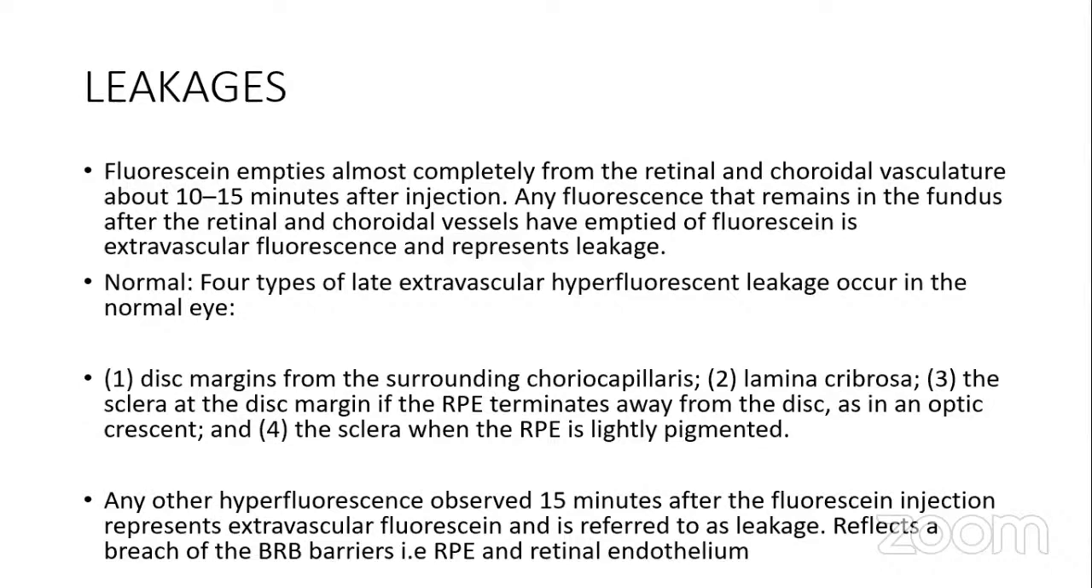The choriocapillaries around the disc margin can give you a hyperfluorescence. Okay, you could have some hyperfluorescence around the lamina cribrosa here. In there, you have fenestrations and you're seeing dye from the choroid around the area. Now, if you have an RPE that terminates away from the disc margin, it means that you have a patch of choroidal tissue that is visible between the disc margin and the start of the RPE. You definitely see a crescent of hyperfluorescence.